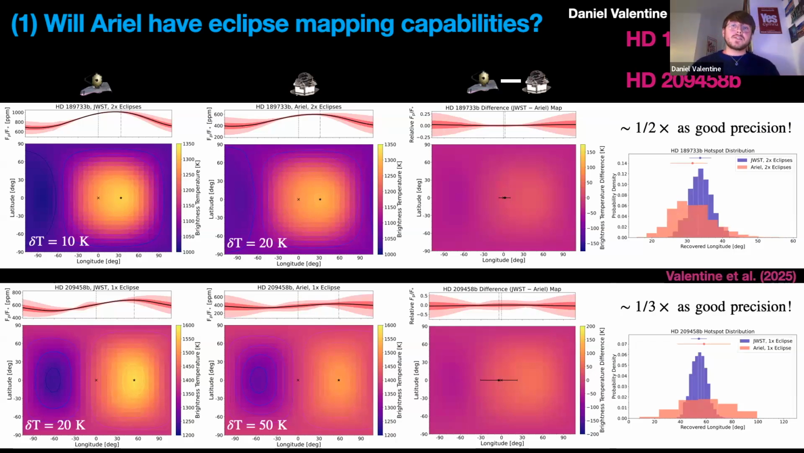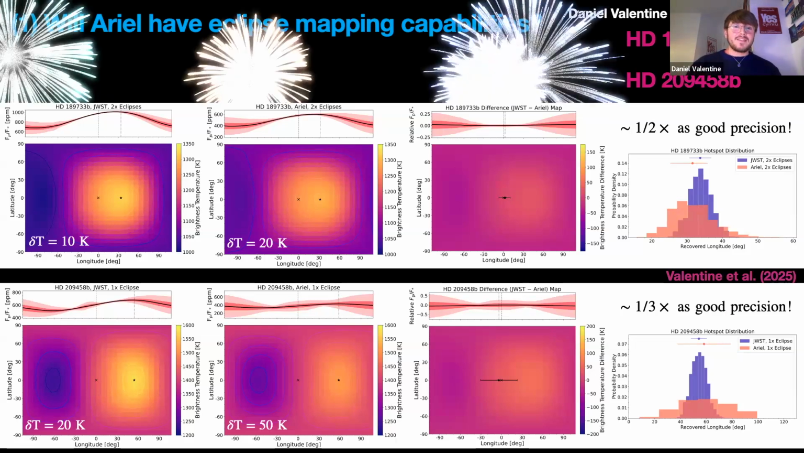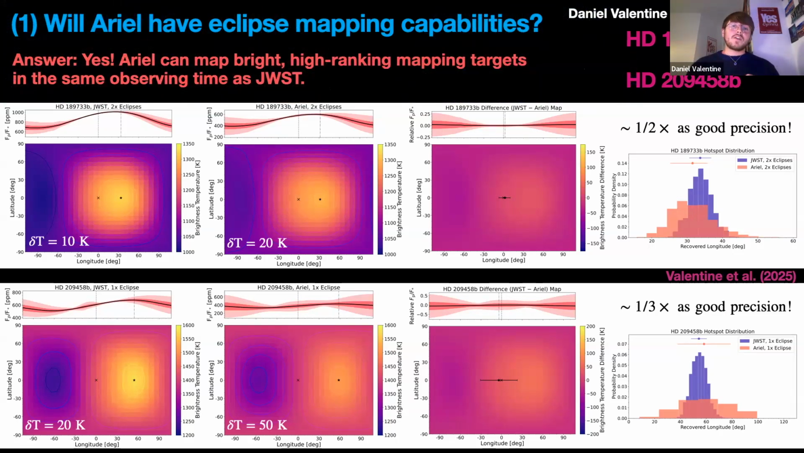And in terms of quantitative constraints, we recover our two key mapping parameters, so those being the temperature gradient and the hotspot offset, at around a half to a third times as good precision with Ariel as we do with JWST in the same observing time, which is a really encouraging result given that Ariel is a much smaller telescope, more than 6 times smaller than JWST. So the answer to our first question is that yes, Ariel can map bright, high-ranking mapping targets in the same observing time as JWST can.